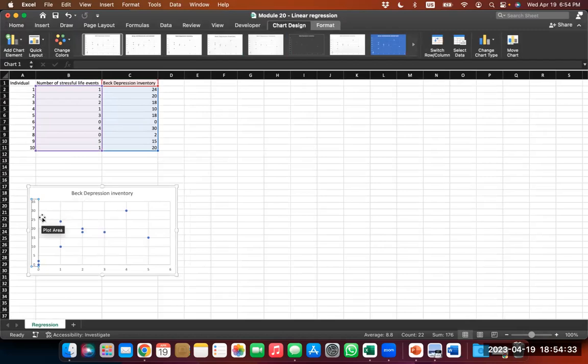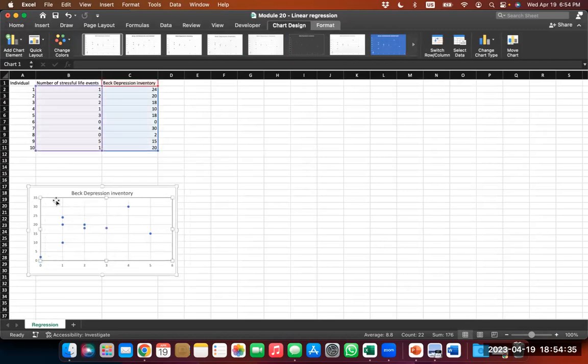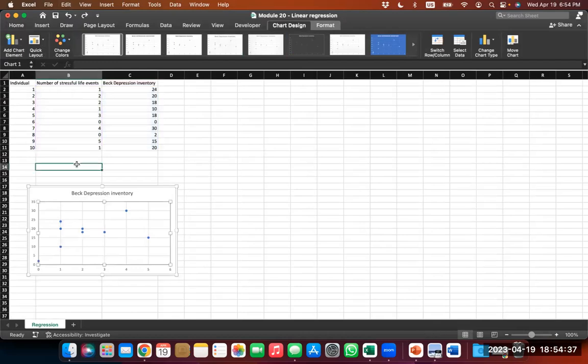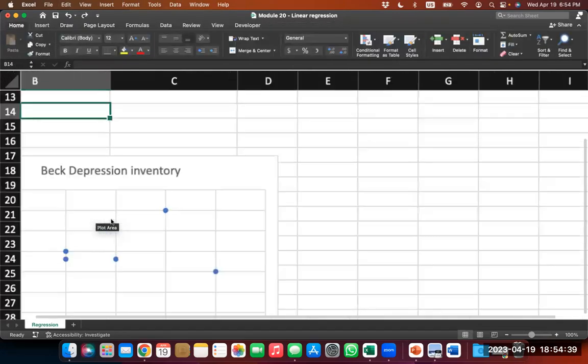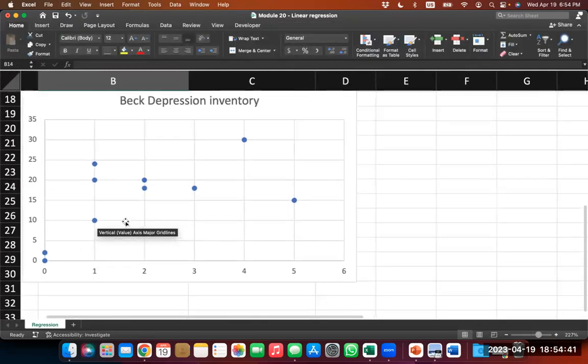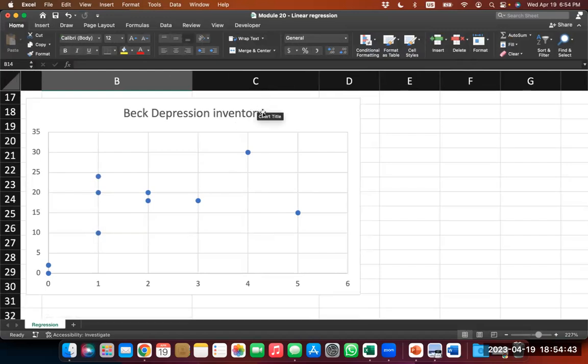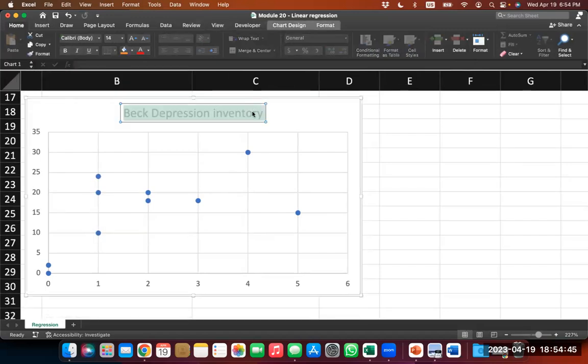So if we zoom into the scatter plot a bit, we can make it a little bit more pretty. So that's the BDI score as a function of stressful life events.